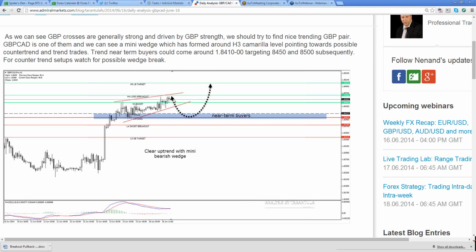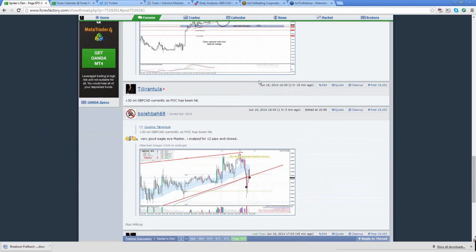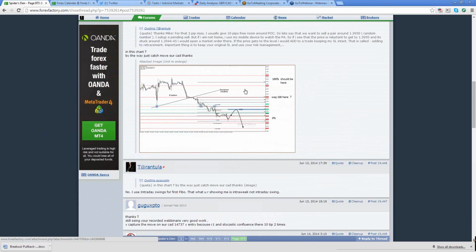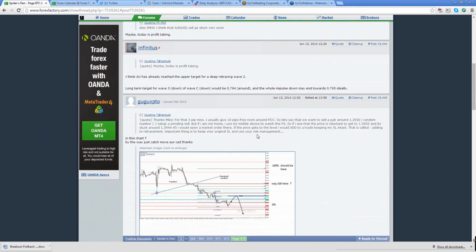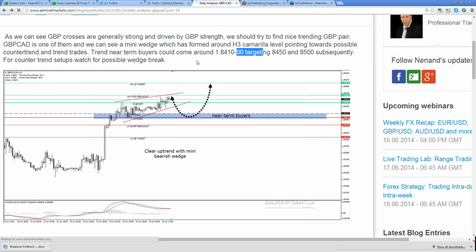I had my pending order there, and as you can see, for counter trend setups, watch for possible wedge break. It came here, and then for buyers, I couldn't have made it easier for you. This was the level to go long, and you can see nice pips from GBP CAD. Also on the Admiral Markets blog, great trades. Euro New Zealand, 300 pips. New Zealand yen also an excellent trade. So as you know, always pay attention to the Admiral Markets blog and Forex Factory.